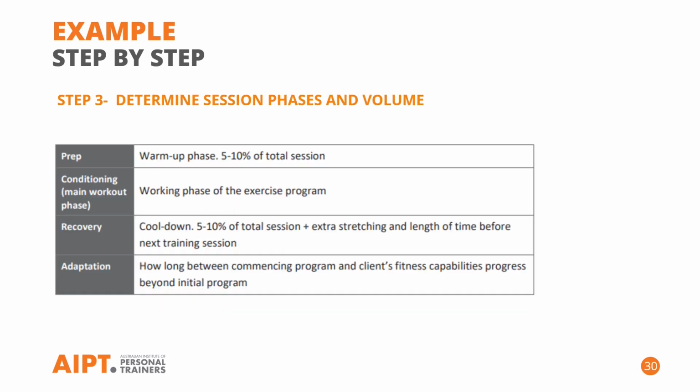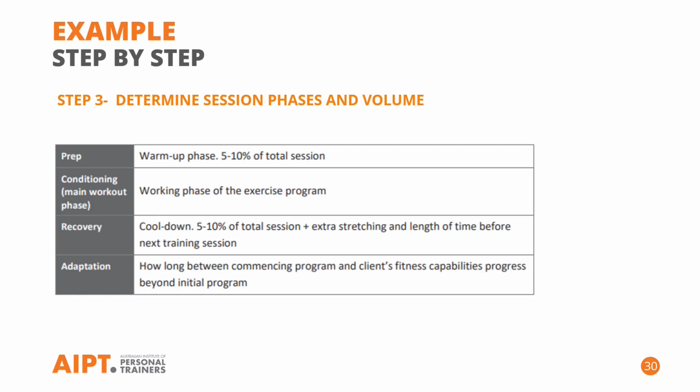Now, finally, let's have a look at determining the different session phases and volume within those. And we've already looked at programming the conditioning phase, which we did on the previous slides. So the exercises and the intensity and the reps and things of that nature, it's already done. We need to make sure now that it's all going to fit within a 45-minute session duration, because we also have a lot of other things we need to put into our program, including the warm-up as well as the cool-down.